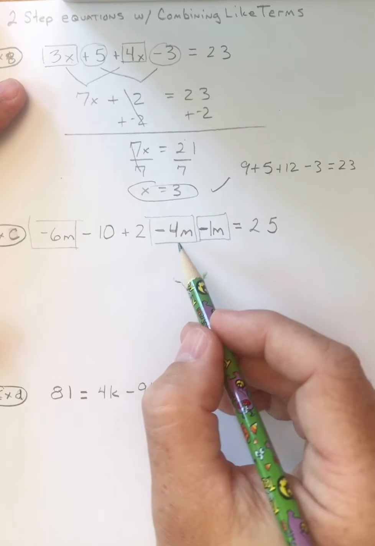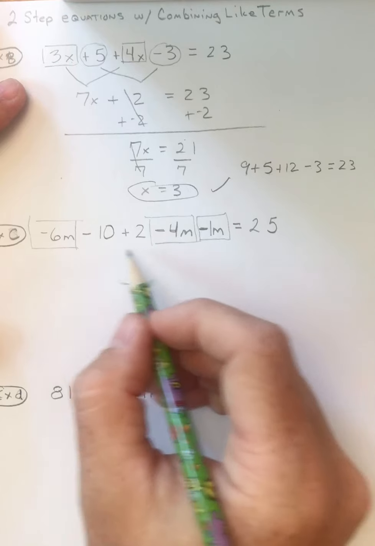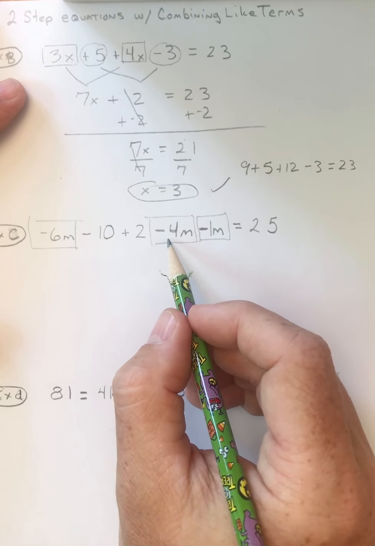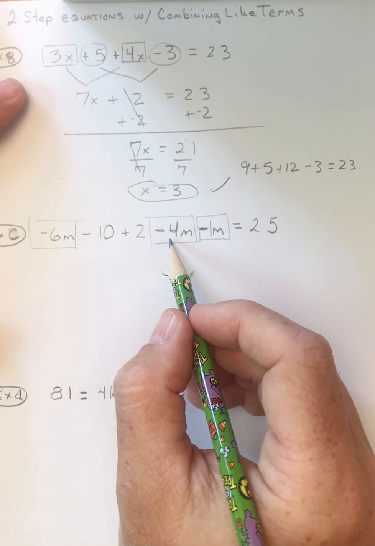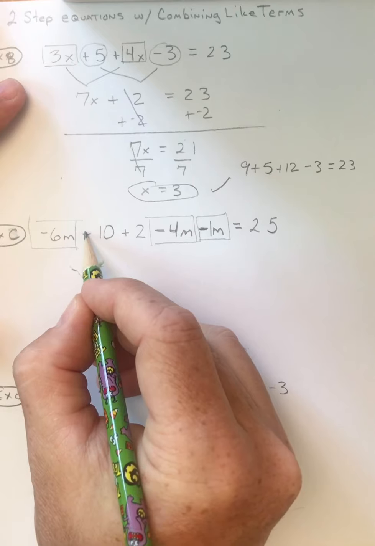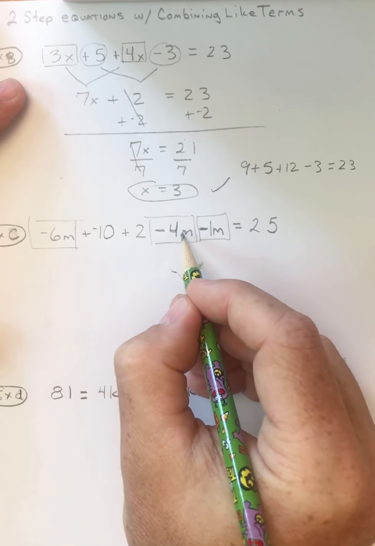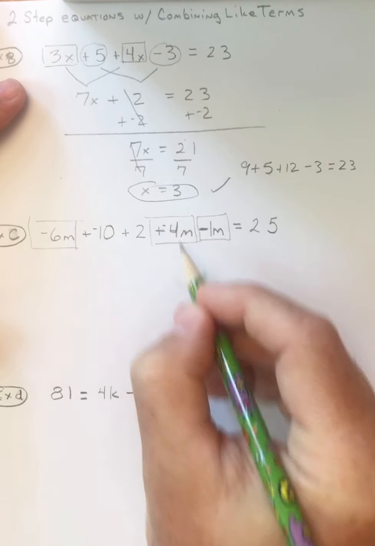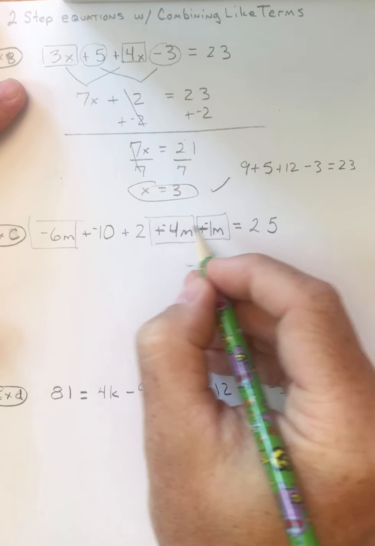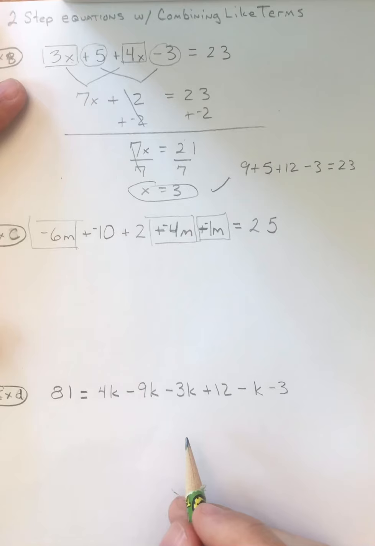Negative 6m, negative. Now, some of you like to change these subtractions into adding the opposite, and that's fine. Subtracting 10, that's adding negative 10. Subtracting 4m, that's adding negative 4m. Subtracting 1m, that's adding negative 1m. I prefer to do that. I find kids make fewer mistakes that way.